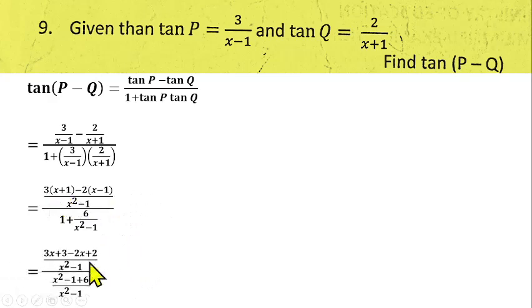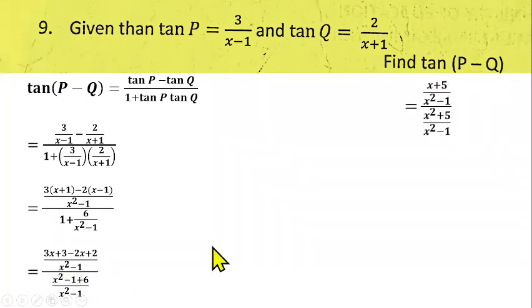From there, if you simplify further, open the bracket here, you have 3s plus 3 minus 2s plus 2 over s square minus 1, over. Find the LCM here also, which is s square minus 1. If you find the LCM, we have this 1 over 1, then 1 in s square minus 1 gives us s square minus 1 plus 6, that gives us s square plus 5 over this.